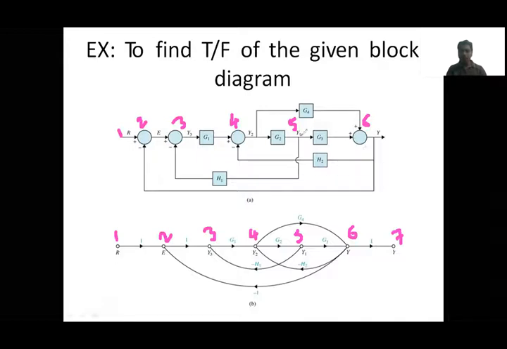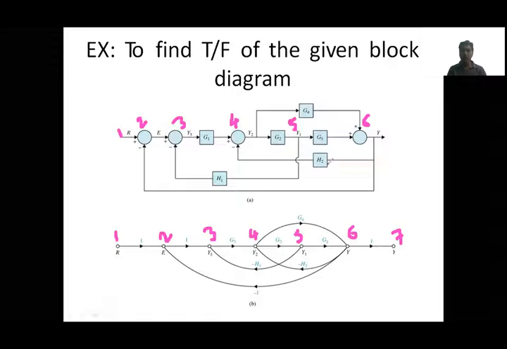Now in between 5 and 6 we have G3. Between 6 and 7 we have nothing, that means straight line, unity gain. Now let us take 6 and 4, what is there here? Just 4th to 6th, not from 6th to 4th. See the direction of the arrow mark, the signal is 4th to 6th. So from 4th to 6th, we have a G4 gain.